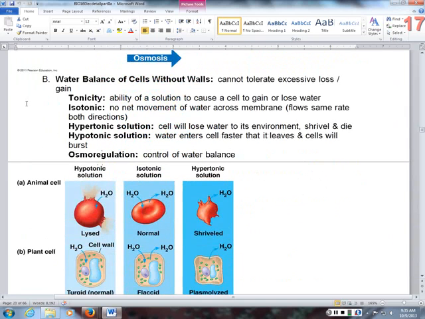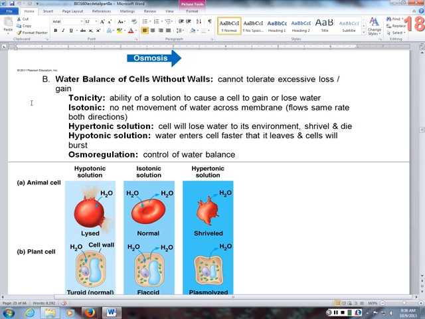If you don't have cell walls, you're not going to be as tolerant to excessive water losses or gains. So tonicity is the ability of a solution to cause a cell to gain or lose water. If something is isotonic, iso means the same, it's going to be the same concentration on both sides. Things will move back and cross, but they do it at the same rate, so there's no net change on either side. A hypertonic solution will lose water to its environment, shrivels up and dies. In a hypotonic solution, water enters the cell faster than it can leave, and the cells will burst.